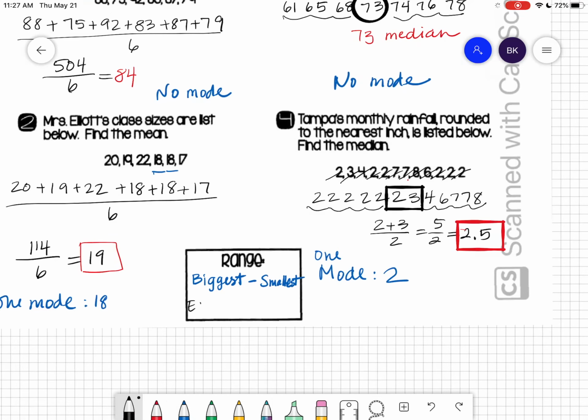Okay, so biggest number minus smallest number. If I were to look at example number 4, I'm looking at the ordered data set. The biggest number is 8. The smallest number is 2. 8 minus 2 is, not 4, the range is 6. The range is 6. It helps us understand how spread out the data pieces in the data set are. Are they close together? Are they further apart from each other? That will be covered in the next lesson.